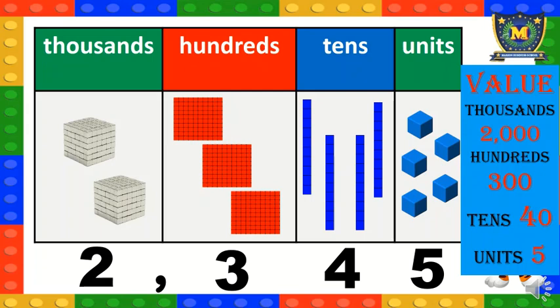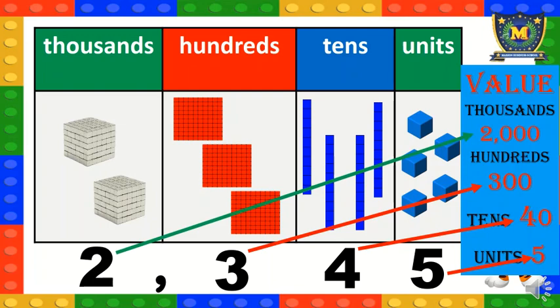Okay, let's start with units. Since there are 5 units on the units place, the value for 5 units is 5. And for rods, we have here 4 rods, and the value for 4 rods is 40. And for hundreds, we have here 3 flats, and the value for 3 flats is 300. And for the thousands place, we have here 2 cubes, and the value for 2 cubes is, yes, it's 2,000.